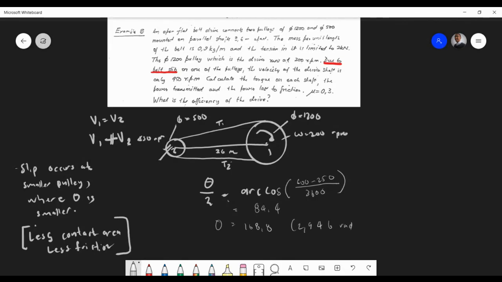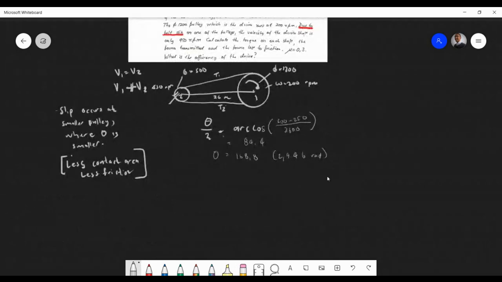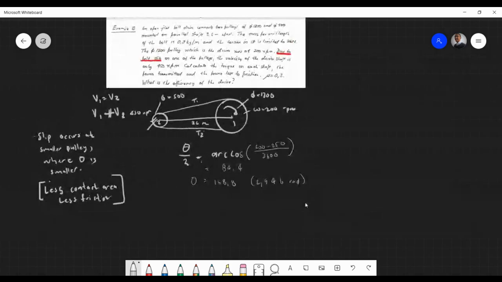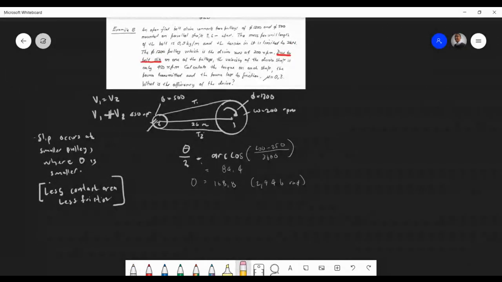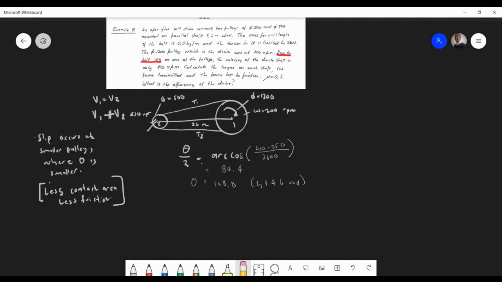2.4946 rads. Okay, that's simple enough. Now we need to work out, because let me show you where we're going over here, we're going to need to work out the power transmitted by each thing.